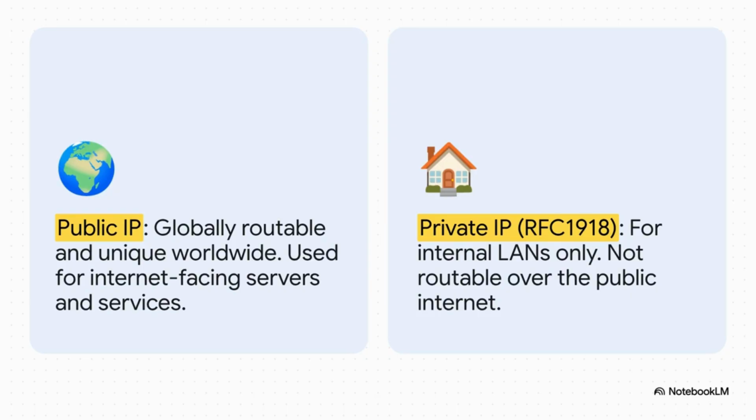But a private IP address, that's more like an apartment number. It only makes sense inside your building. The mail carrier doesn't care about apartment 3B, they just need to get the package to the building's main address. Public IPs are for global traffic, while those private RFC 1918 addresses are strictly for internal use.